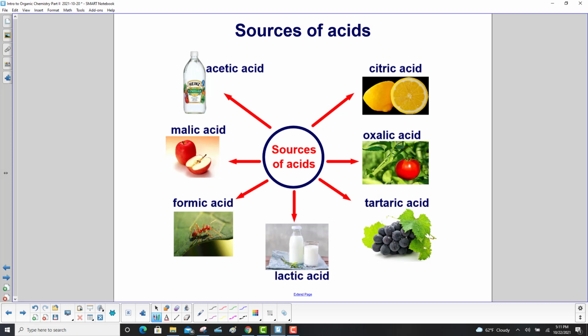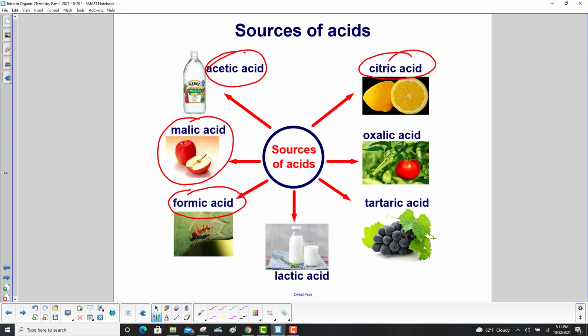Here's a nice picture of some various acids. Okay, we talked about acetic and vinegar, formic acid with ants, malic acid, well, that would come from apples, citric acid, oxalic acid, that's a tomato, tartaric acid, blueberries, and then lactic acid in milk. I wonder if that's what causes lactose intolerance in some people. Interesting.